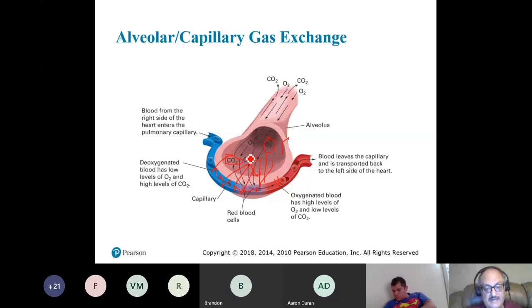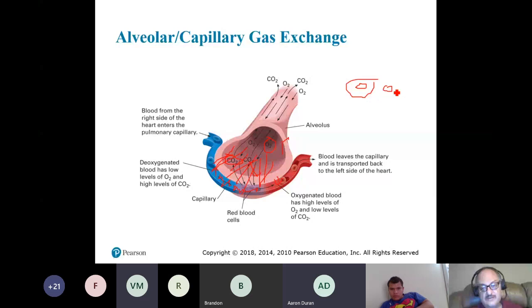And it's the same thing that happens not just at the alveolar level, but also at the cellular level, down at the cell. So you have the nucleus, you have all the other stuff. So the O2 is moving into the cell, and the CO2 is moving out of the cell. So here's the bloodstream. So there goes the CO2. And the O2, again, it's going that way. CO2 is going that way. Okay?